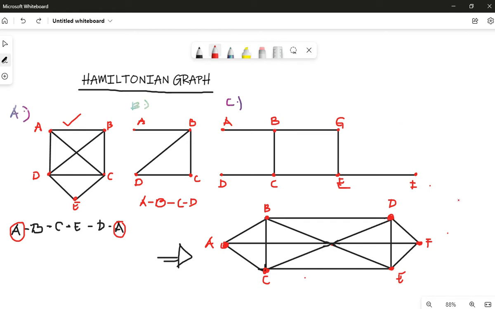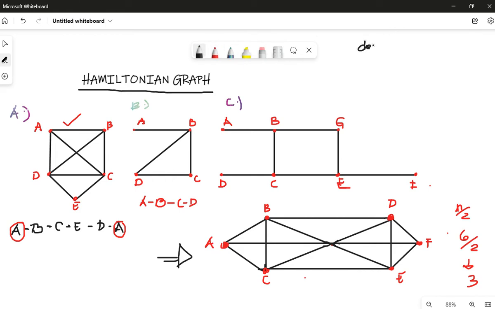Right, now from Dirac's theorem, each vertex should have a degree of at least n over 2, where n denotes the number of vertices. In this case, the number of vertices in our graph is 6. So we'll have 6 over 2, that gives us 3. Therefore, each of these vertices should have a degree of at least 3. When you say degree of a vertex, you just have to count the edges that are connected to that particular vertex.